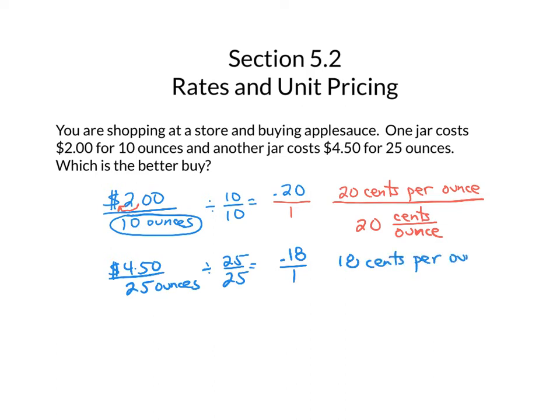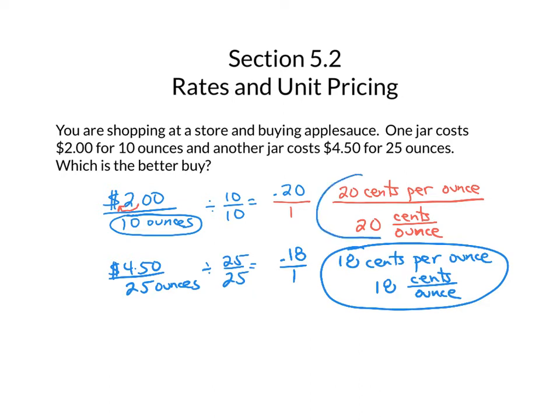And once again, I could write it the way I'm writing it right now in blue, or I could write it as 18 cents per ounce. And you'll see it written both ways in the book. So I can use unit pricing, and I see that the bigger jar of applesauce only costs me 18 cents per ounce, while the smaller jar costs me 20 cents per ounce.